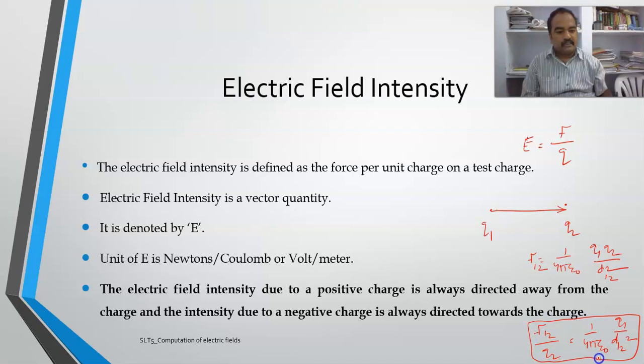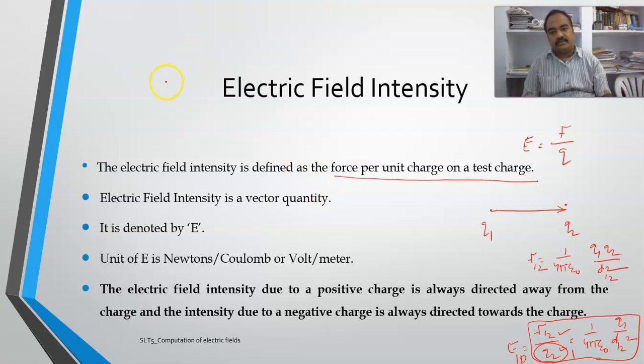This is called an electric field, the electric field due to Q1 at the point P, where Q2 was located. So, electric field is defined as the force per charge. If I consider Q2 as 1, it is the force per unit charge. So, electric field is the force per unit charge on a test charge at a particular point. And it is a vector quantity.